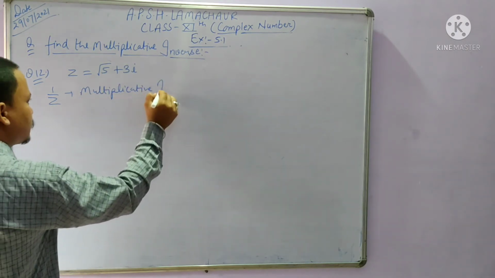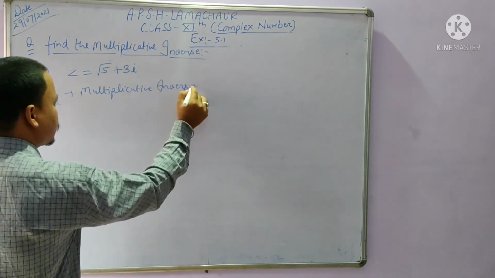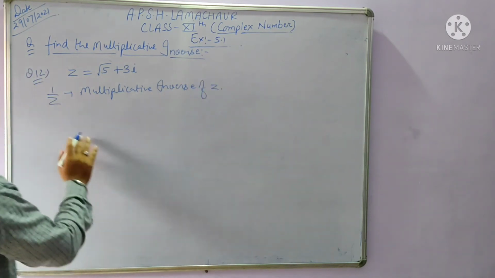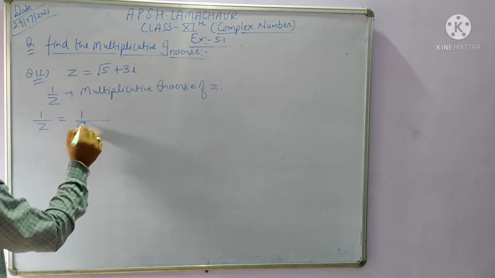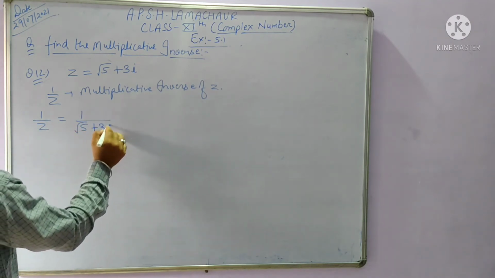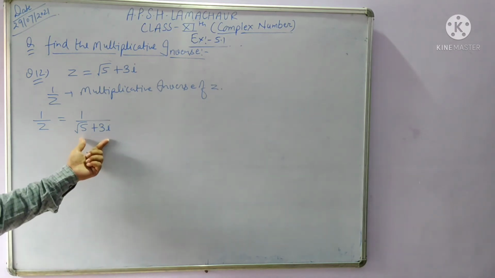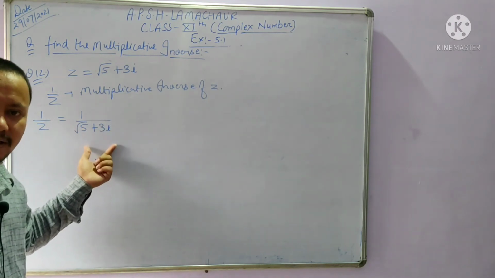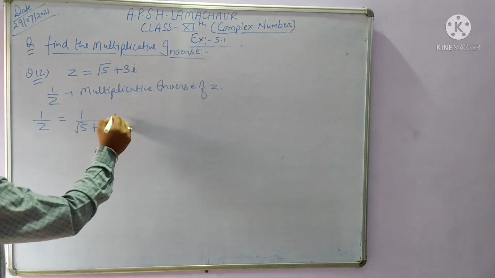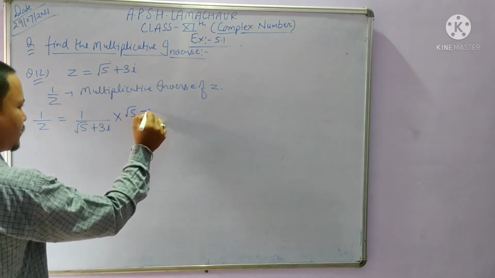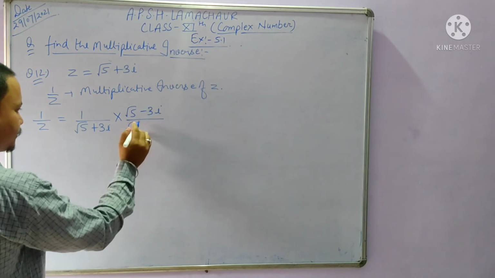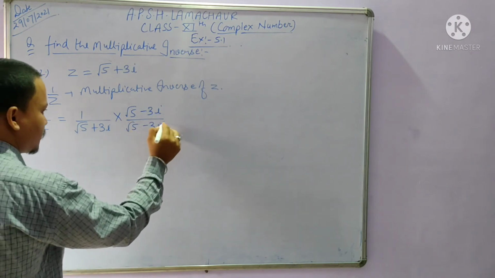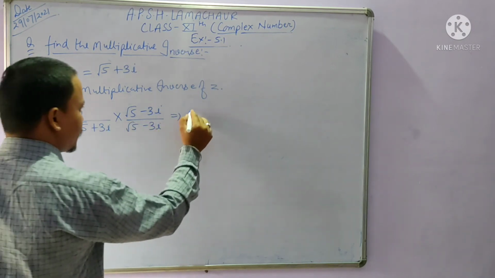So as we know that 1 upon z is the multiplicative inverse of z, so 1 upon z will be 1 upon root 5 plus 3 times iota. Now again, since a complex number is there within the denominator, we have to rationalize it. So we have to multiply by root 5 minus 3i in numerator and denominator as well. So this will be root 5 minus 3i.